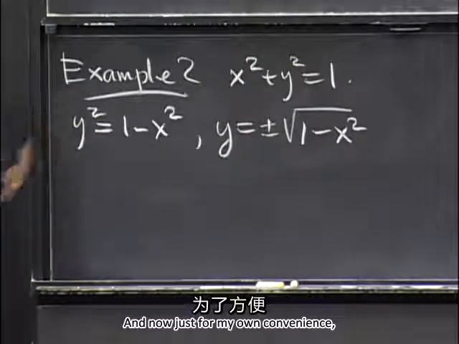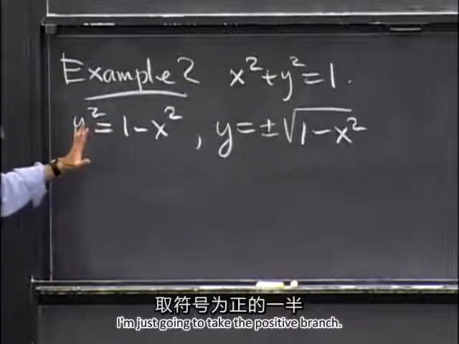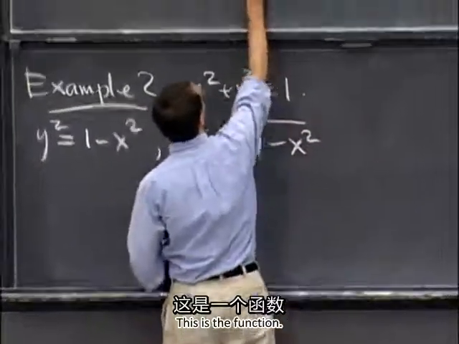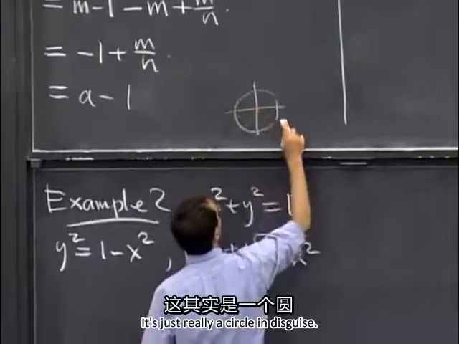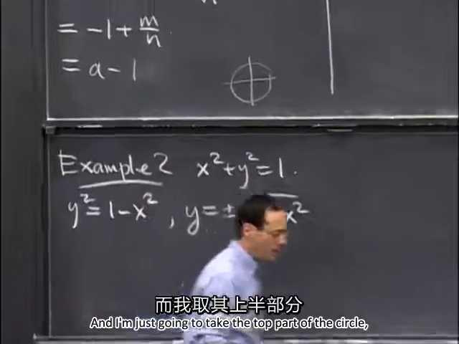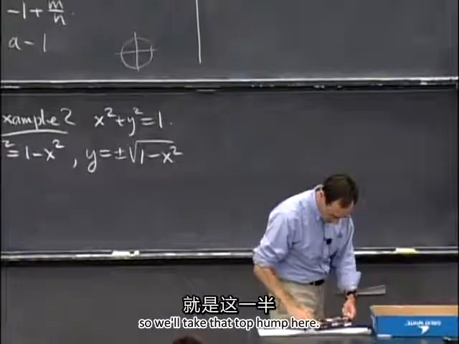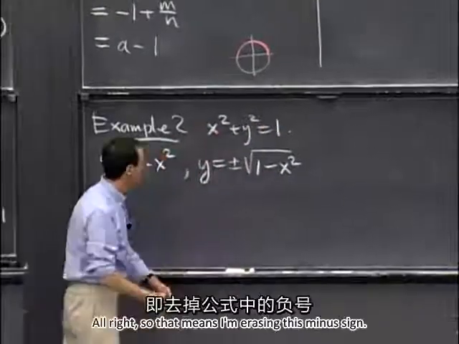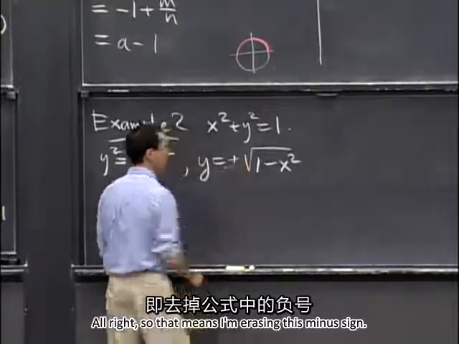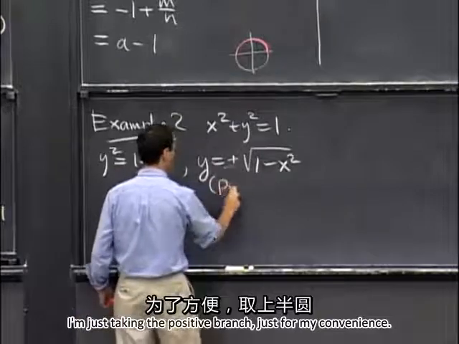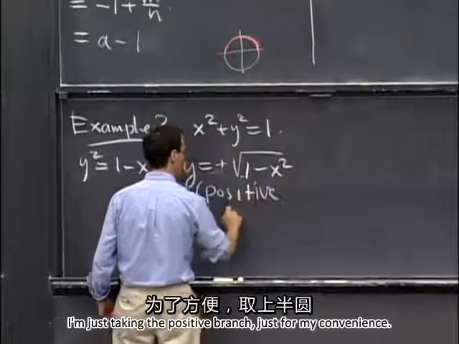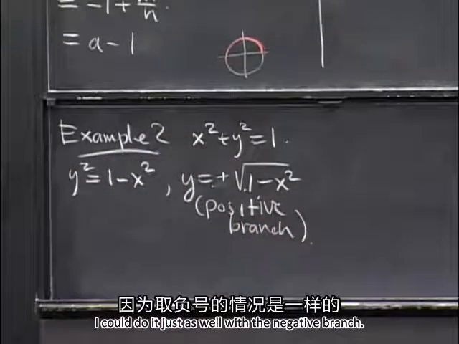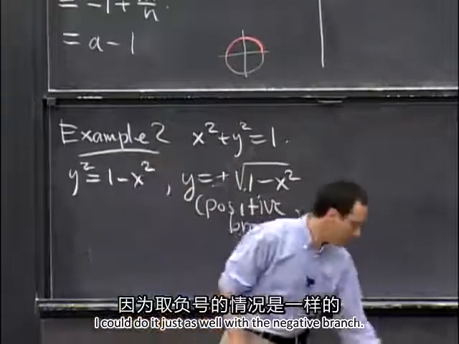And now, just for my own convenience, I'm just going to take the positive branch, right? This is the function. Let's just draw it right above here. It's really a circle in disguise, and I'm just going to take the top part of the circle. So we'll take that top hump here. All right, so that means I'm erasing this minus sign. I'm just taking the positive branch. Just for my convenience, I could do it just as well with the negative branch.